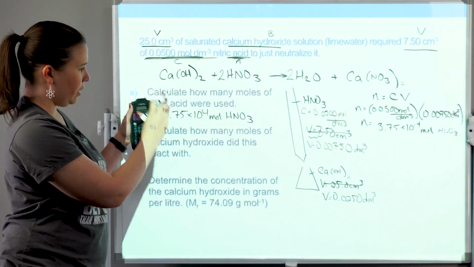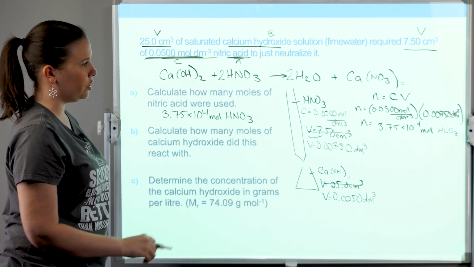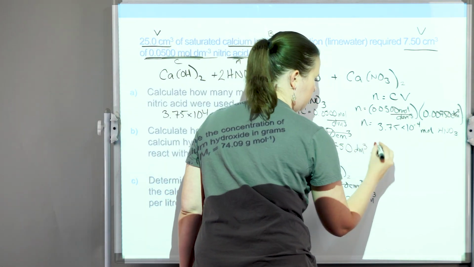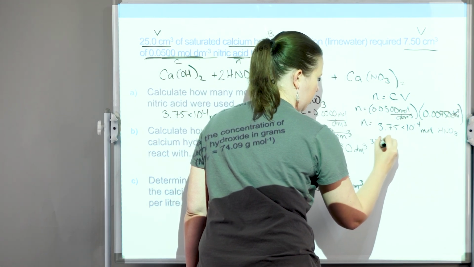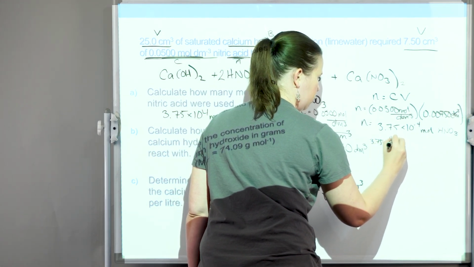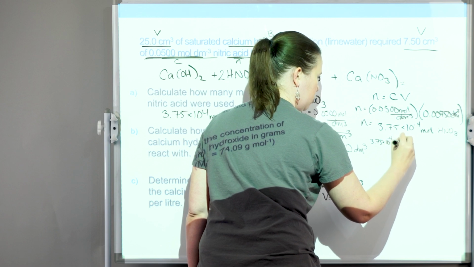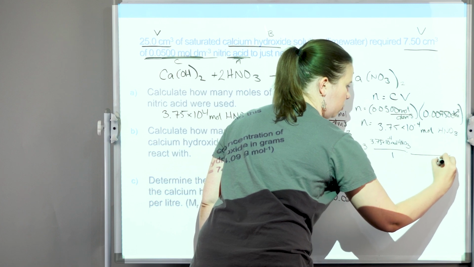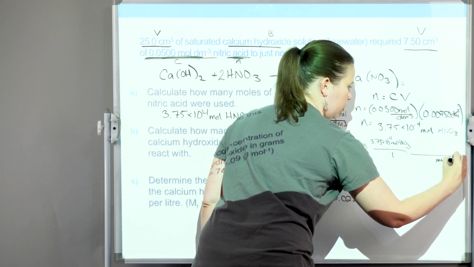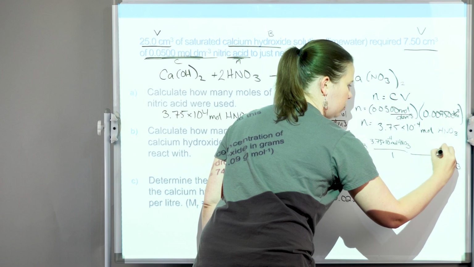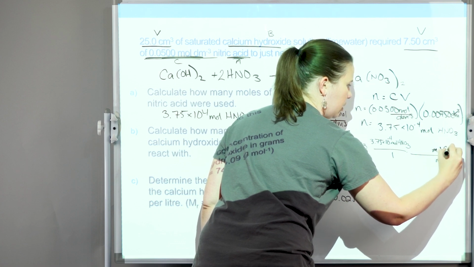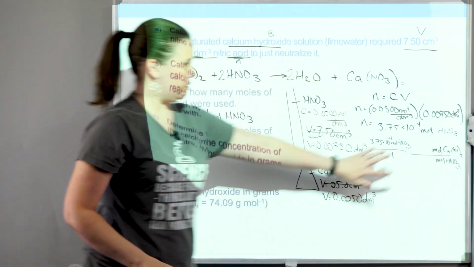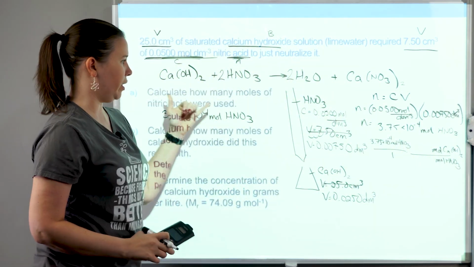Now I want to go from acid to base. So I'm going to need my mole ratio to convert my moles of acid into the moles of base. So starting with the given, 3.75 times 10 to the negative fourth moles of HNO3 over 1. Then I'll put the moles of HNO3 on the bottom, allowing me to convert to moles of the Ca(OH)2 on the top. These numbers in the mole ratio always come from a balanced equation.